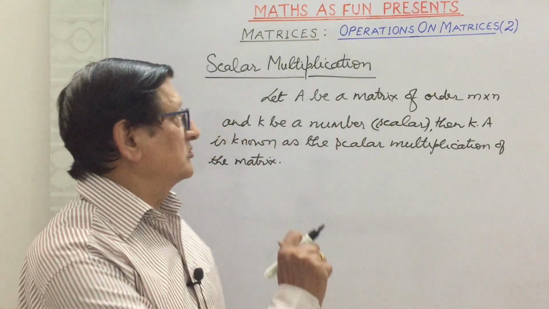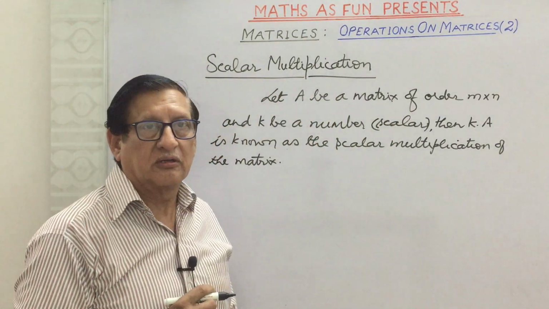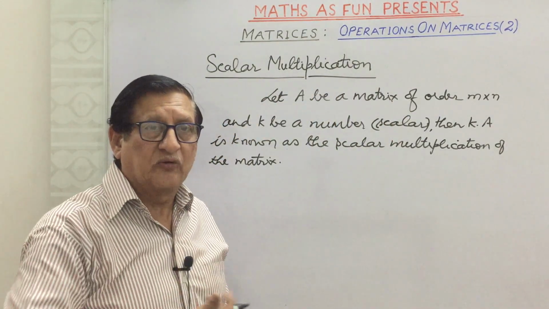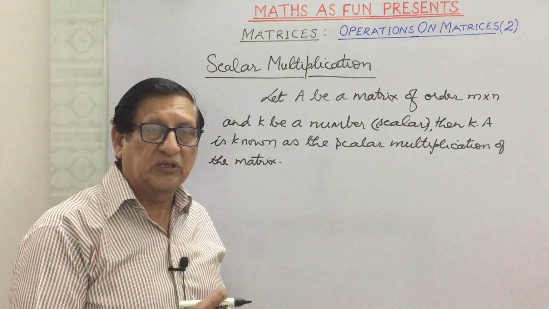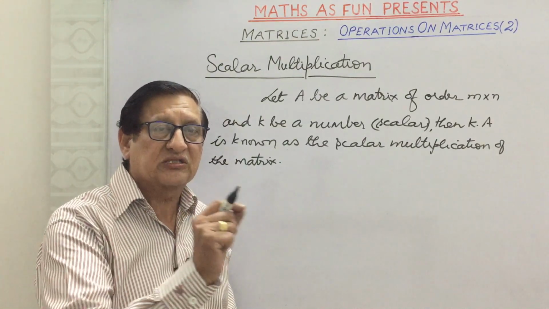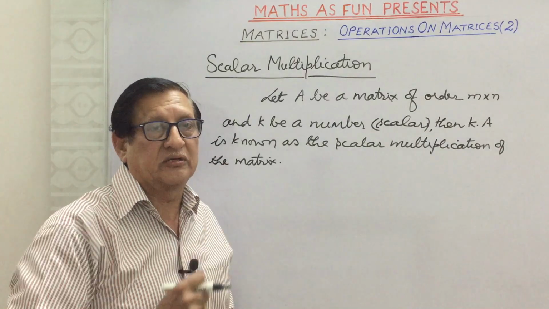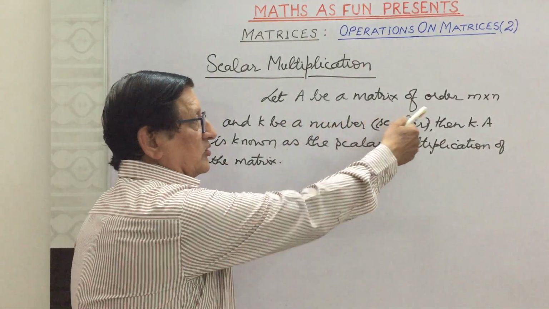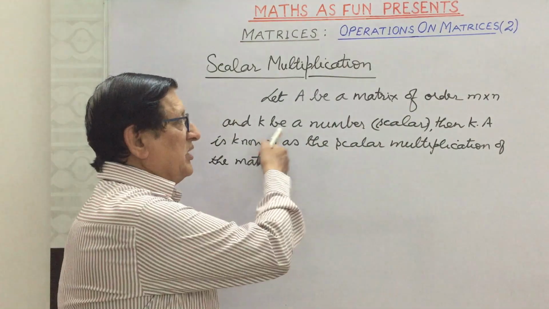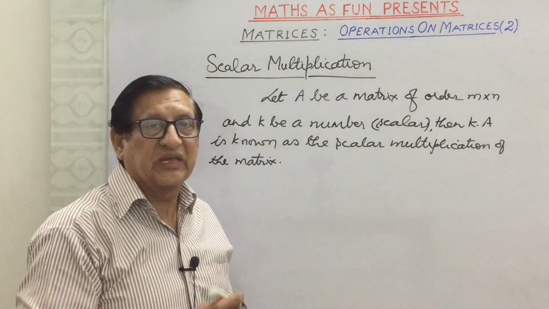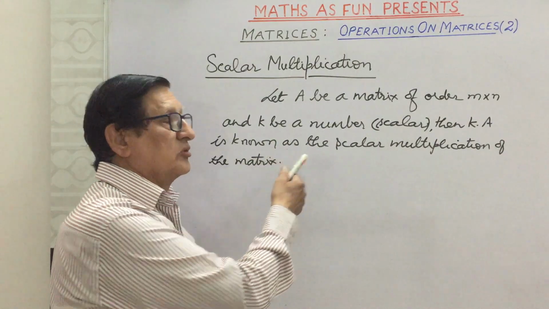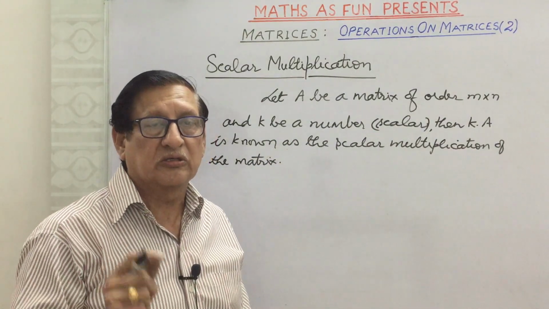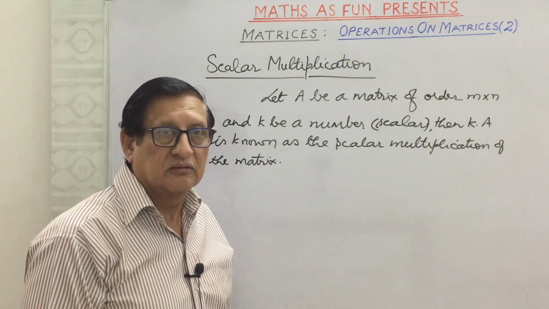First we learn about the scalar multiplication. What is the meaning of scalar multiplication? Scalar multiplication means if we are multiplying any scalar or any number to a matrix. We say let A be a matrix of order m into n and k be a number or scalar. Then k into A is known as the scalar multiplication of the matrix.